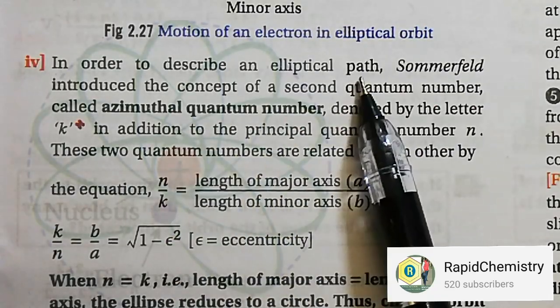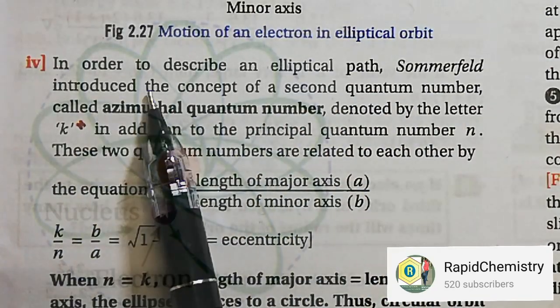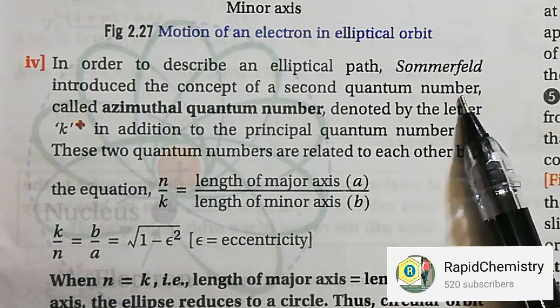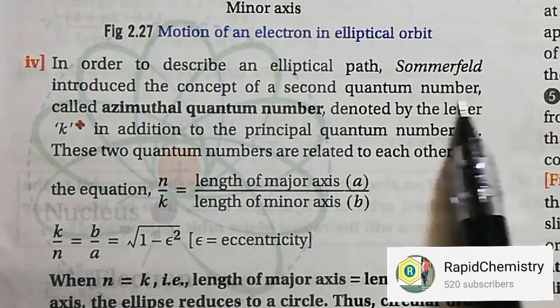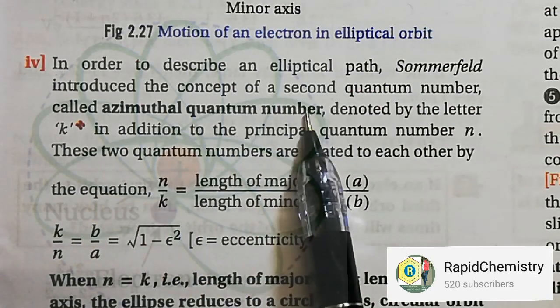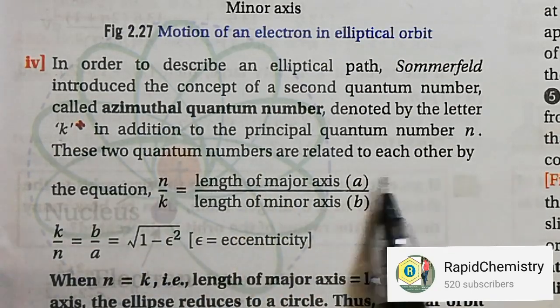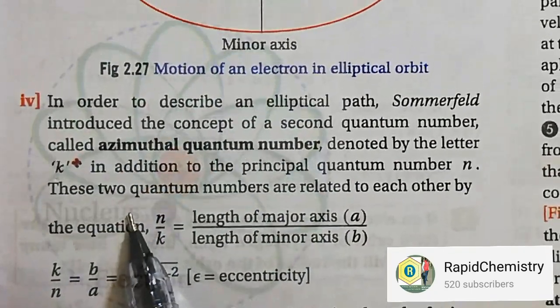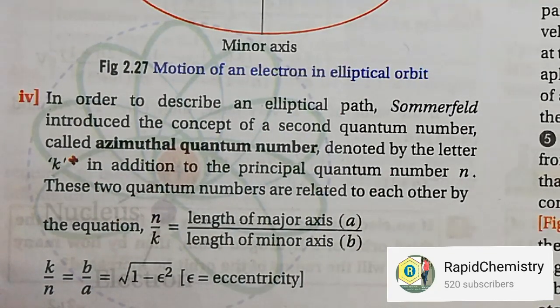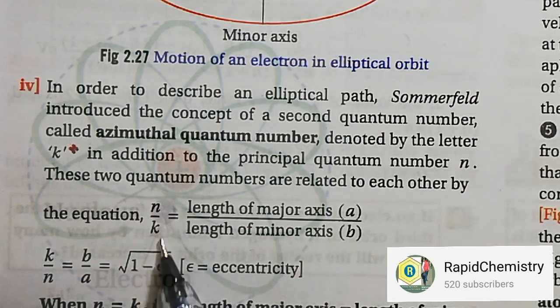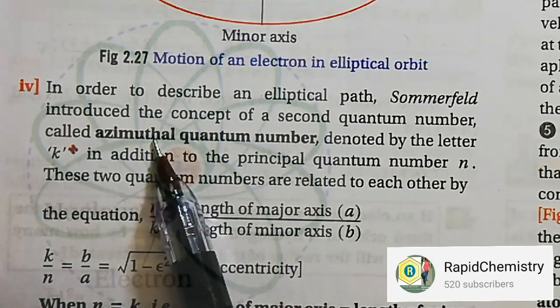In order to describe an elliptical path, Sommerfeld introduced the concept of a second quantum number. The first quantum number, n, was given by Niels Bohr. The second quantum number is called the azimuthal quantum number, denoted by the letter small k, in addition to the principal quantum number. These two quantum numbers are related to each other by this simple equation, n by k, where n is the principal quantum number and k is the azimuthal quantum number.